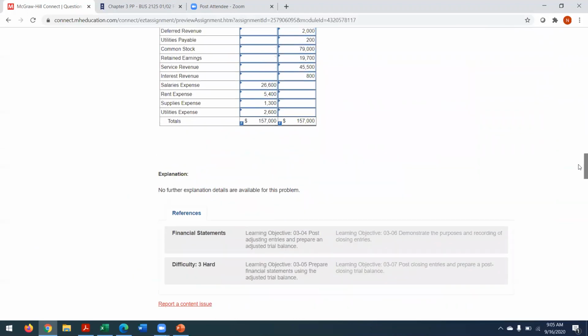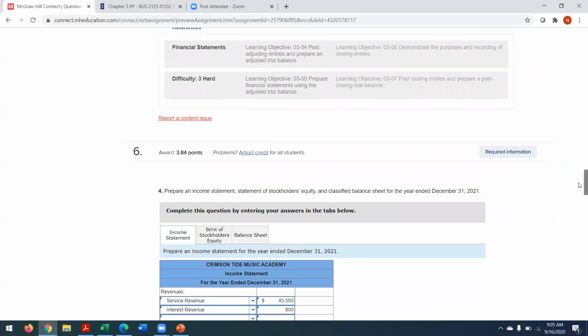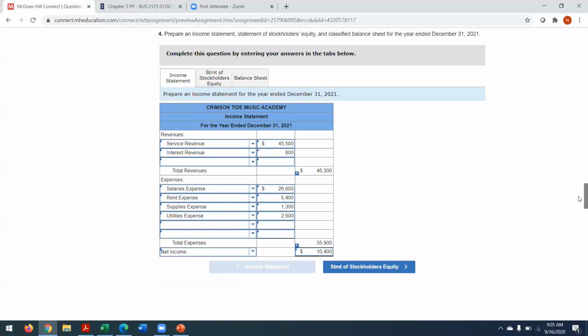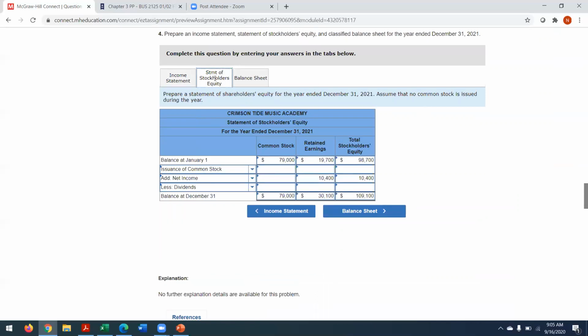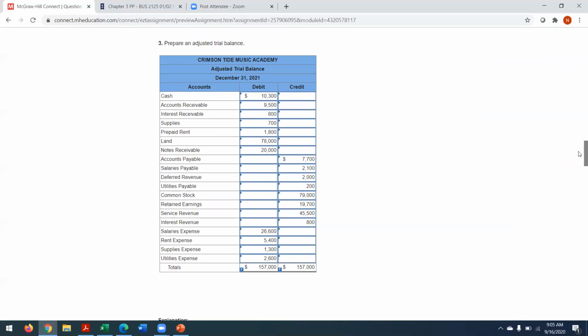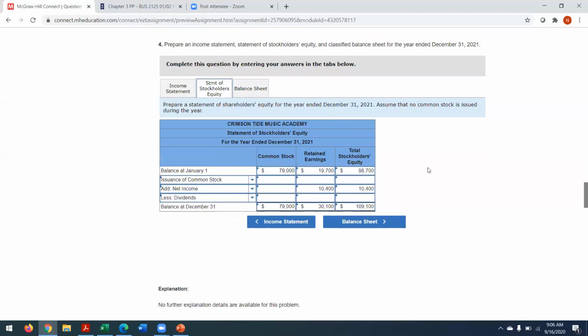From this adjusted trial balance is where you would create your income statement first. Then we would create the statement of stockholders' equity. The adjusted trial balance gives you the common stock of 79,000, the retained earnings of 19,700, and it does not show there were dividends. So you would put those balances up here.